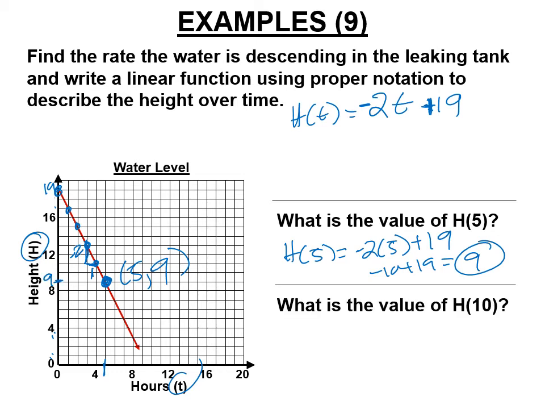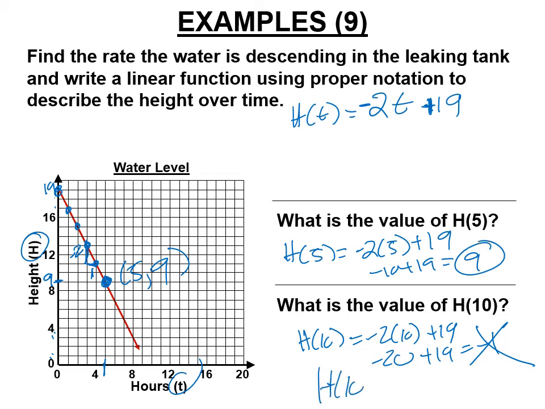What is the value of h of 10? All right, so h of 10 equals negative 2 times 10 plus 19, negative 20 plus 19. That equals negative 1. Is that what we want to say? No. Let's say h of 10 is what? It's 0, right? Because we have to understand this is a real-world graph. Before it gets to 10, the water is leaking out of a tank, so we have to know that. So h of 10 is actually 0. It's not going to go down beneath the tank.